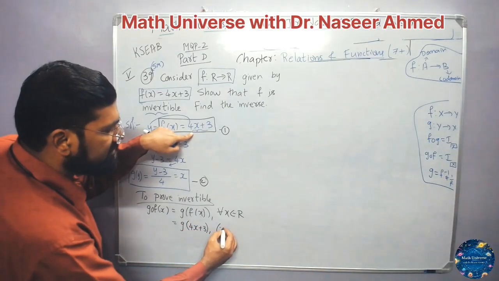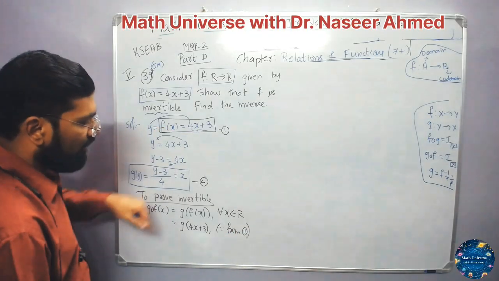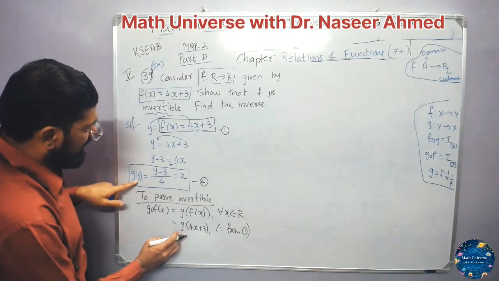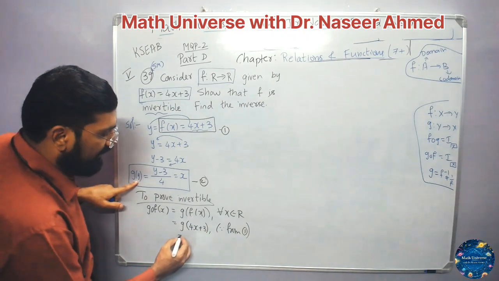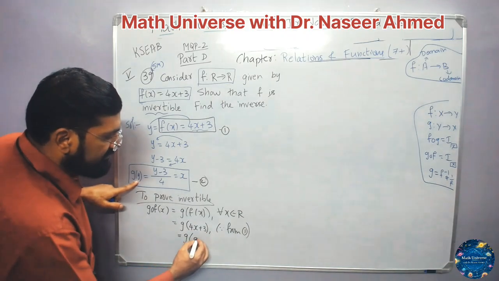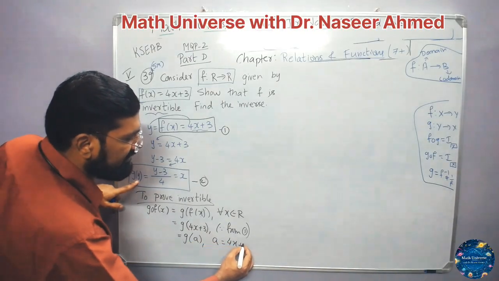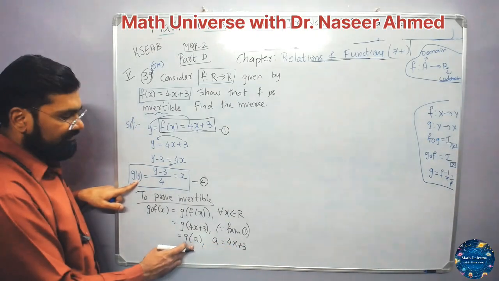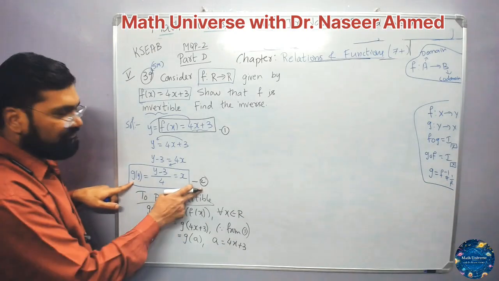How I got this from equation number 1. Now g of this, in place of y we have got this. Many students feel difficult to handle this, so I prefer to take some a. Assume a to be what? 4x plus 3. Now things are a bit easy to handle. In place of g of y, since g is there, I am coming to equation number 2.